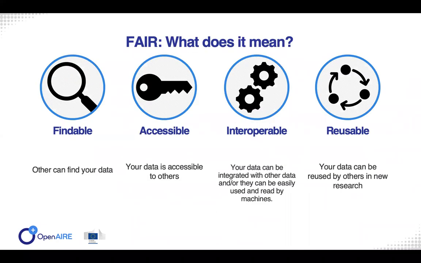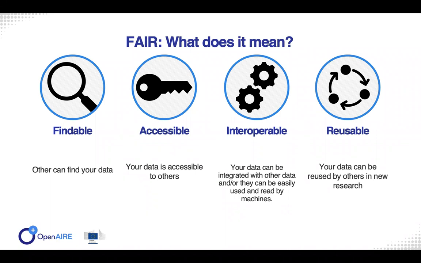So first of all, what does FAIR mean? FAIR is an acronym. It means findable, accessible, interoperable, and reusable. Now, let me start from the last one, reusable, because this is the goal of the application of the FAIR principles. Reusable means that your data can be reused by others in new research. So this is the goal that you have to keep in mind when you try to apply the FAIR principles to your results. Always keep in mind that everything that you do is because someone may reuse your results.